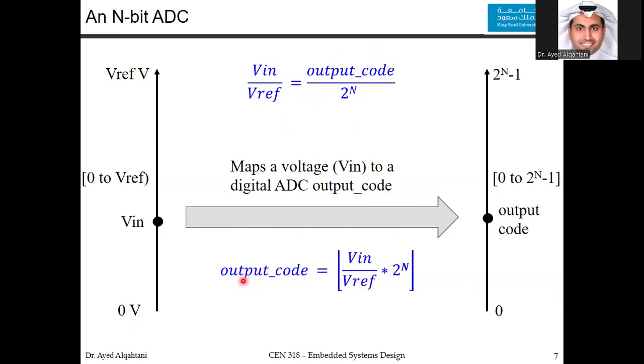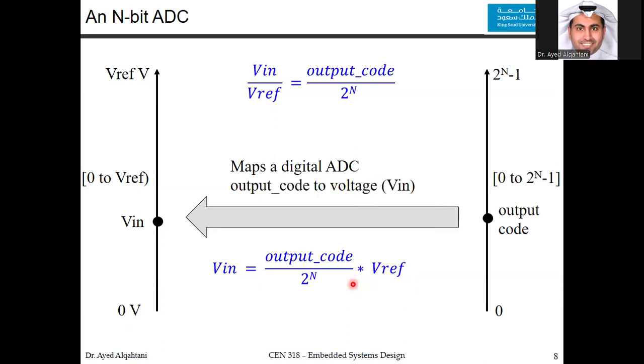Since this is an output code, you should round this. There are many ways to round the number. We choose the simplest way in the microcontroller, which is basically taking out the fraction altogether after the decimal point. So we are taking the floor. The reason is that it's very easy to implement in hardware. We just drop whatever value you have after the decimal point.